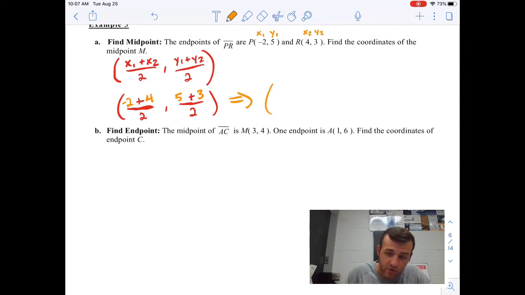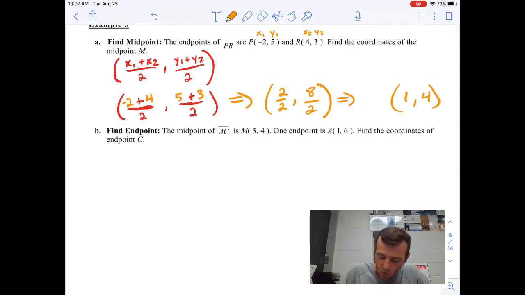So right now, negative 2 plus 4, that's 2 over 2, comma 5 plus 3 is 8 over 2. And then we check to see if we can divide, and we can. We can simplify. 2 divided by 2 is 1. 8 divided by 2 is 4. Those are the correct coordinates. It is the final answer.